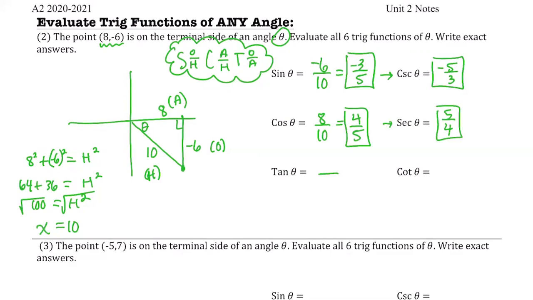Tangent, this is the last one we have to do. It's going to be opposite, which is -6, over adjacent, which is 8. And that's going to reduce to -3 over 4, which means cotangent, since it's the reciprocal, is going to end up being -4 over 3.